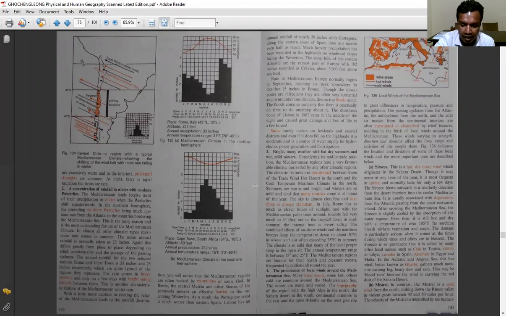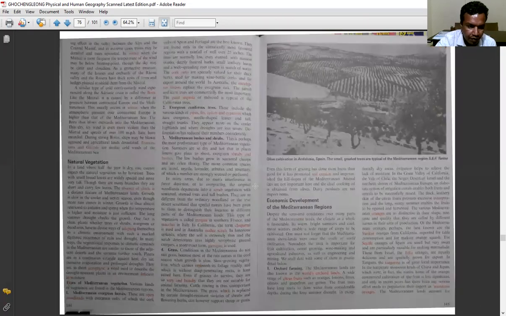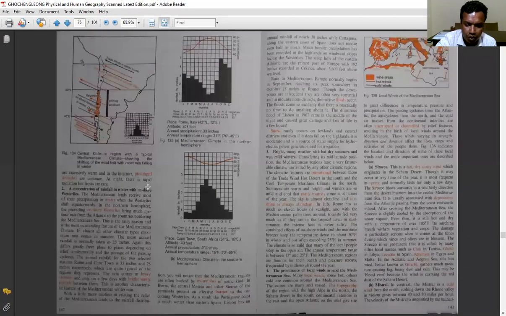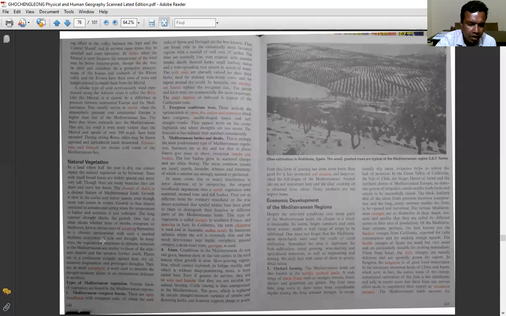So you need to remember that in Mediterranean type of climate there are certain local winds. Second, then there is one more type of local wind, which blows, called as Manhattan. So these are again, this increases the temperature of the surrounding region of the Mediterranean Sea.